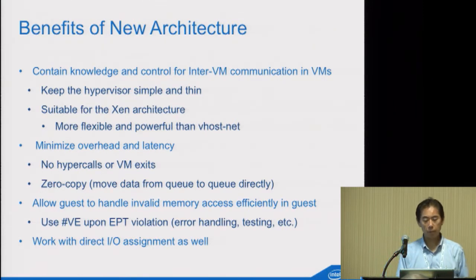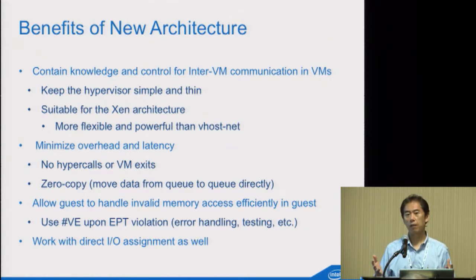The main reason is that vHostNet inherently depends on the Linux network stack. So if you want to do something differently, you have no freedom and no way to optimize. But in this case, since it's in the guest and up to the guest, you can write more efficient queue control or copying, whatever. That's up to the guest. So this can be more powerful.